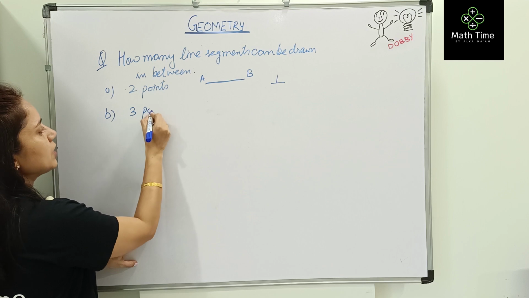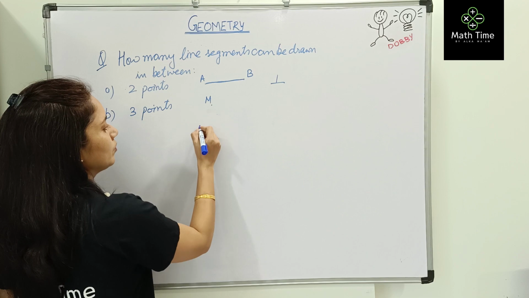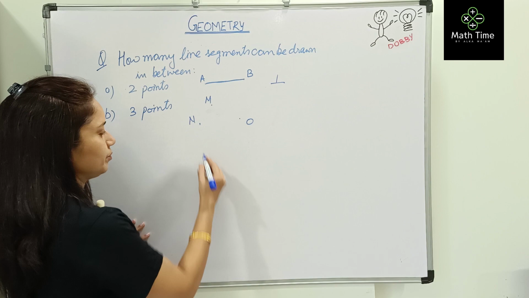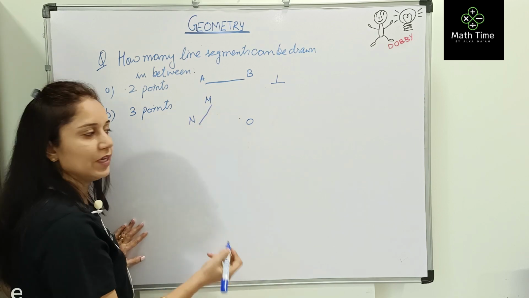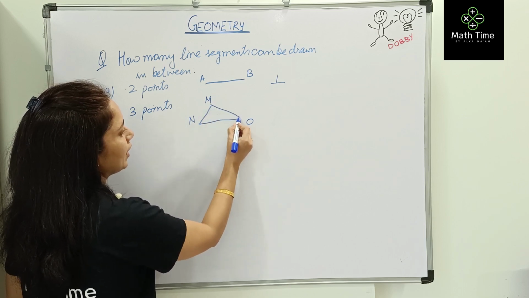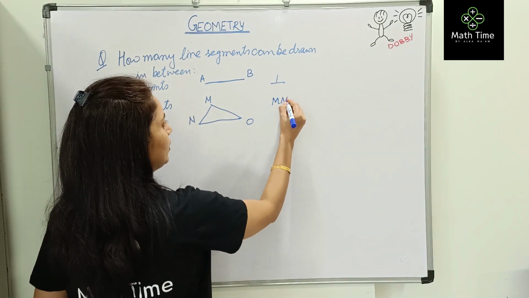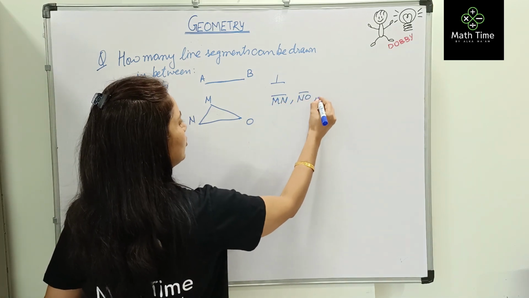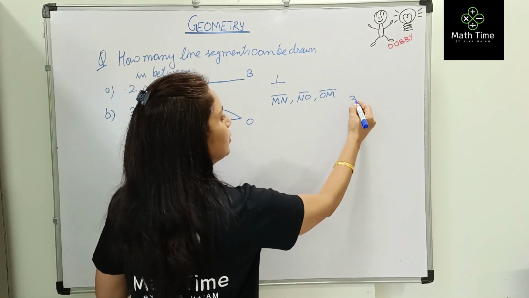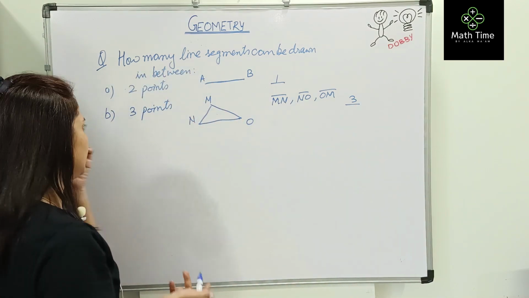Next, with 3 points how many line segments can be drawn? Let us check. Suppose this is point M, point N, point O. Okay, 3 points. Let us join. MN, one line segment with 2 endpoints. NO, second line segment, and MO is the third line segment. So how many line segments can be drawn? MN, NO, and OM. 3 line segments can be drawn with the help of 3 points, and this shape is a triangular shape, right?